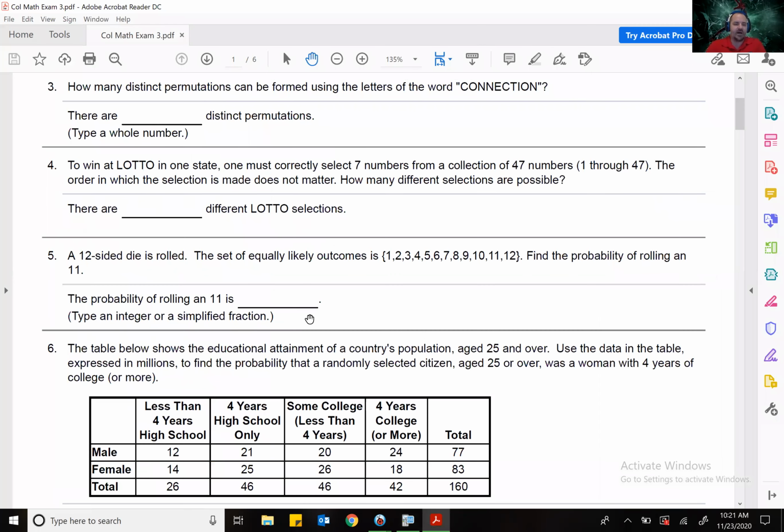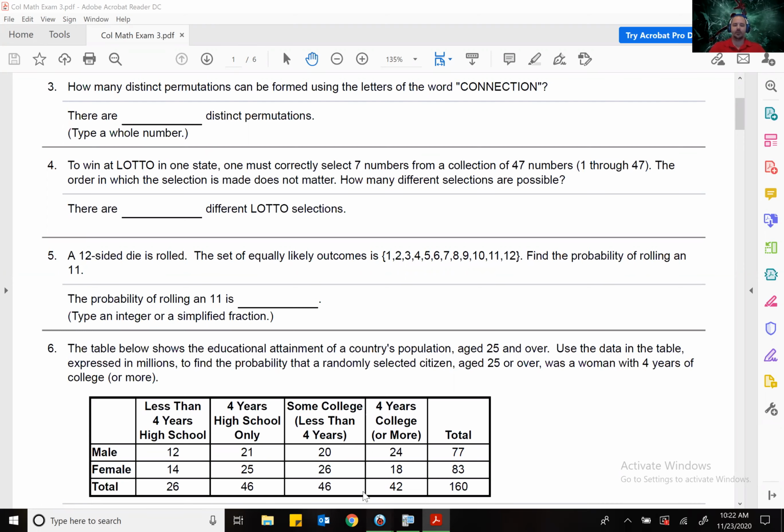Okay, so number 5, a 12-sided die is rolled. The set of equally likely outcomes is 1, 2, 3, 4, 5, 6, 7, 8, 9, 10, 11, 12. Find the probability of rolling an 11. So here we're working on probability. This is one of those theoretical probability. Number 6 is your experimental probability because we actually did an experiment. So what is the probability of rolling an 11?